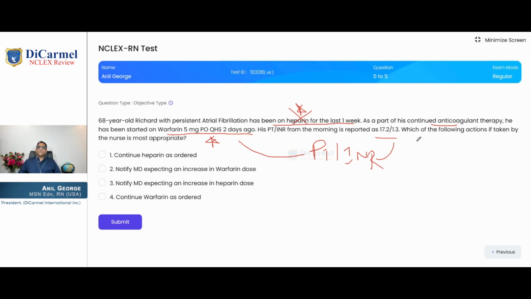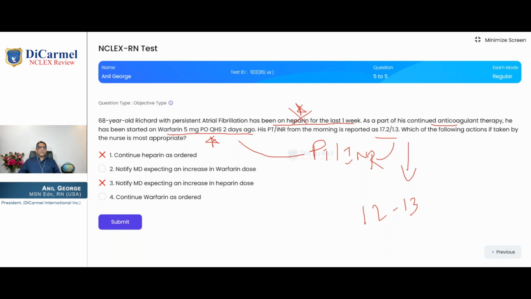So what do we need to do? If normal is 12 to 13, with warfarin it should go 1.5 to 2.5 or 2 to 3 times. So probably around 20 to 30 it should come, but you can see it is kind of low. And so what do we need to do here? Should we just continue heparin? Is that the question? No, it is not. Or increase heparin? No, it's not. First of all, I told you the question is not about heparin. When they start to talk about heparin, they switch to warfarin.